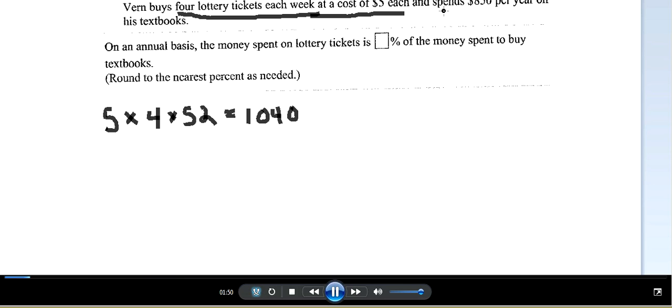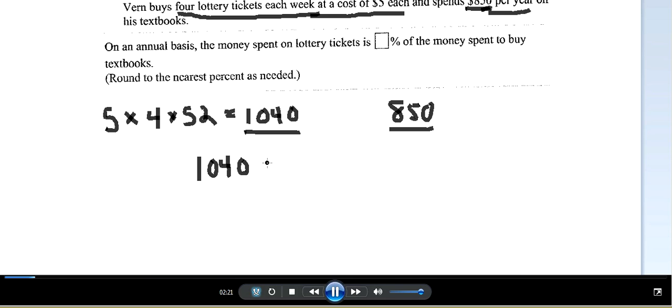And then Vern also spends $850 per year on textbooks. So, of course, that's 850. So the first set of expenses is the 1,040, and the second set is 850. So on an annual basis, the money spent on lottery tickets is what percent of the money spent to buy textbooks. So you could say 1,040 is what percent, I'll say P for percent, of 850.